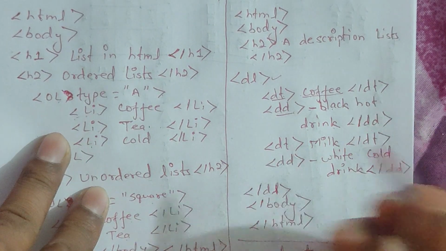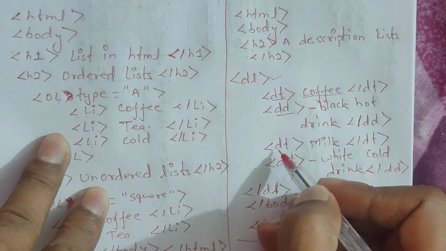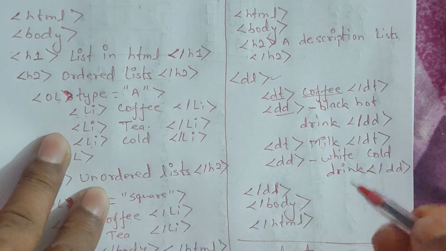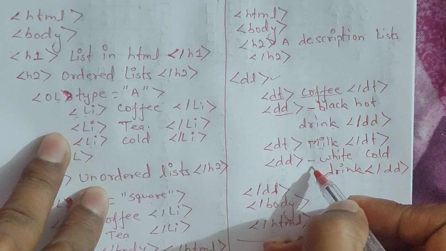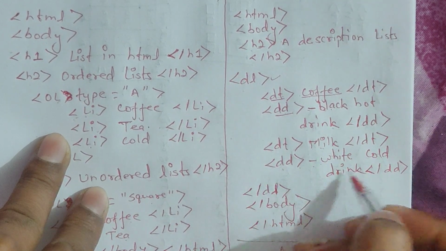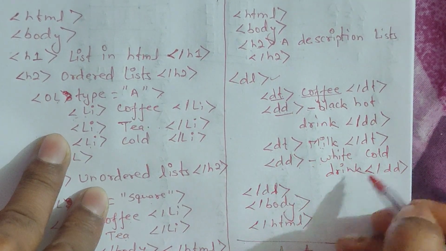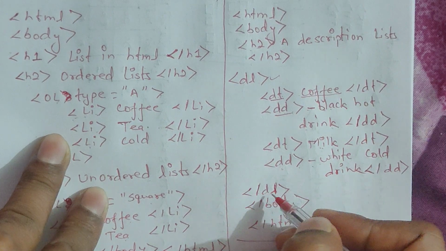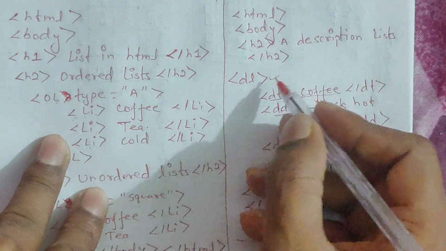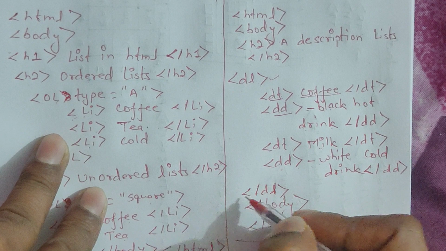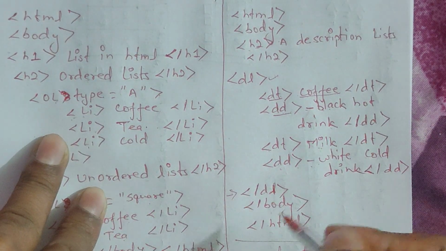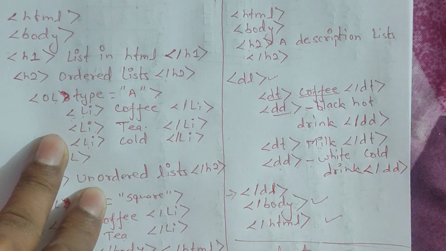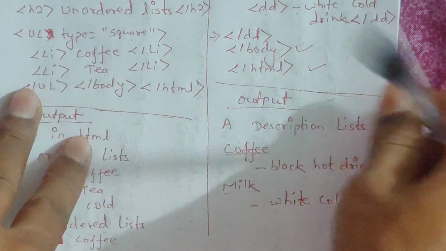In the same way, again another term, dt, defining the term milk, and whatever you want to write about the milk, you can write under the dd tag. Okay, so dd tag, white cold drink, so milk is a white cold drink, and dd close. And at last, dl was opened and it is closed here. That means we are closing our description list, that's it. And you can close the body tag, then the html tag, and you can see the output as this one.